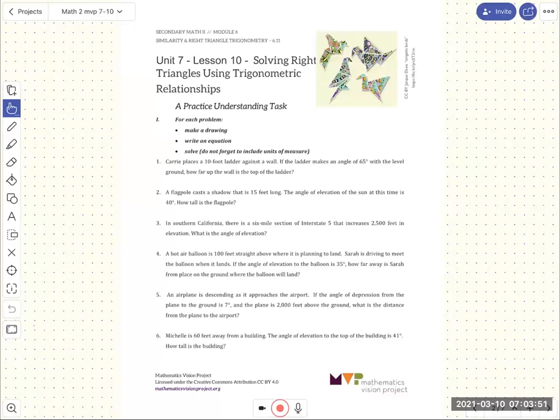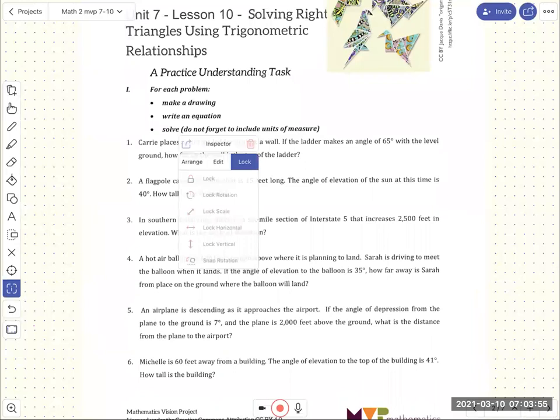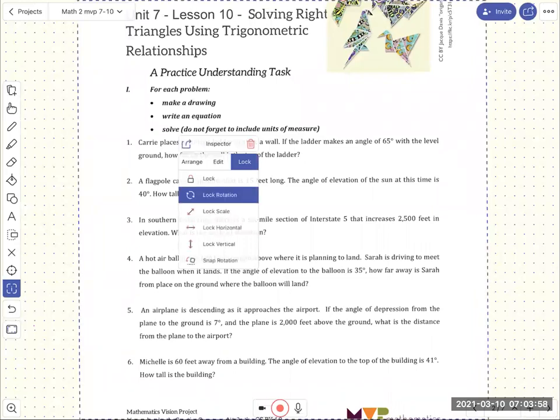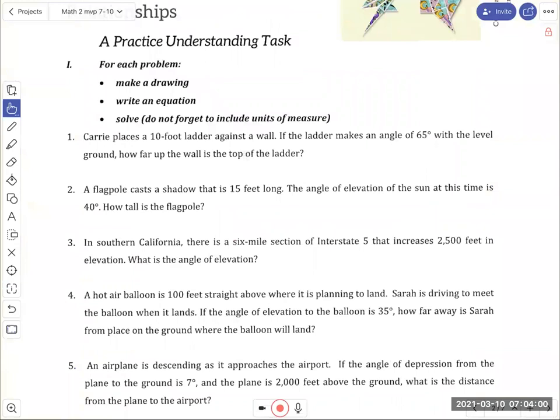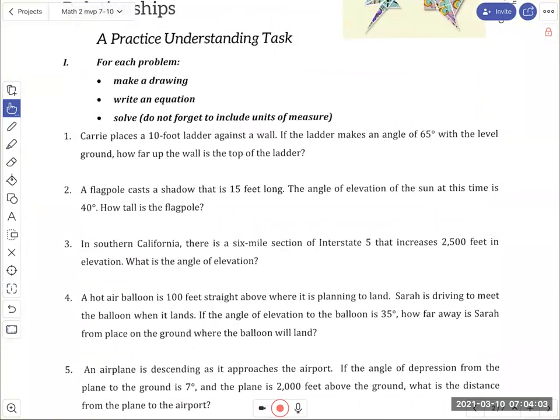So for Math 2, we want to look at Unit 7, Lesson 10, solving right triangles using trigonometric relationships. We'll look at the lesson part, then the homework, and we'll also look separately at using Wolfram. What you want to do is take these and just make your drawing, and then from there you're going to use Wolfram. Okay?